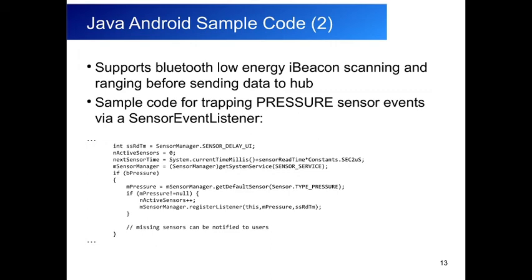And there's a sample code for trapping pressure sensor events via the sensor event listener. Here you see how to access the sensor, and I implemented also a kind of session of sensor pooling to support what I said before, that we do not want to overload the net. We don't want to send data continuously any time a new sensor makes data available, but we want to pool those data and send them at a specific time frame to avoid network overloading.